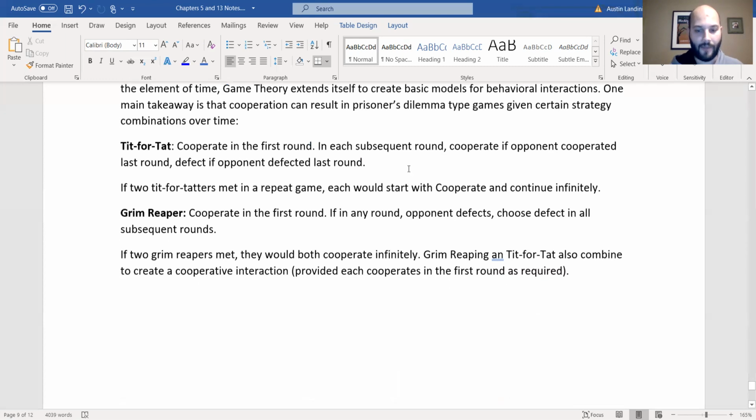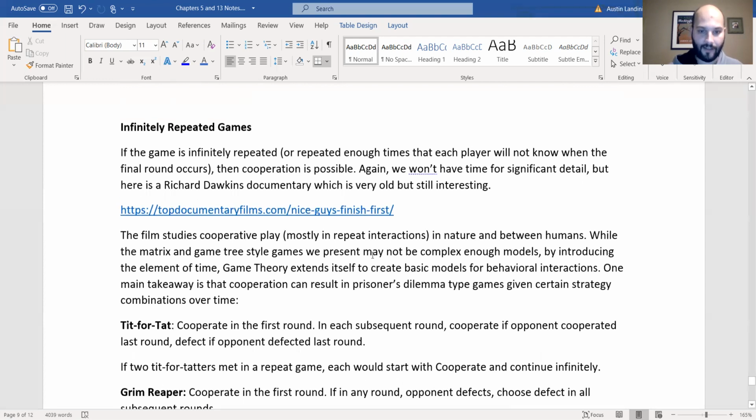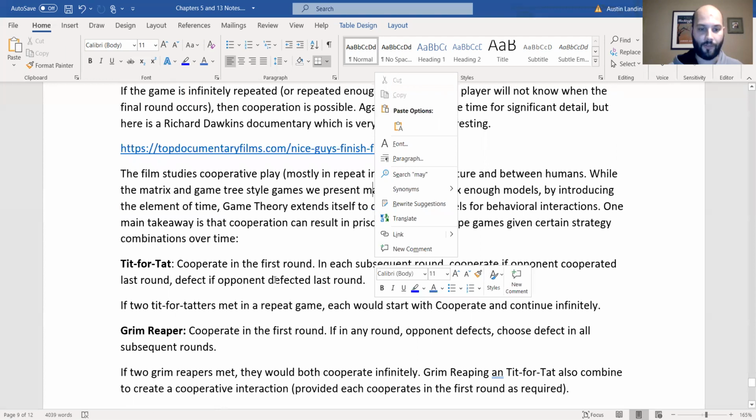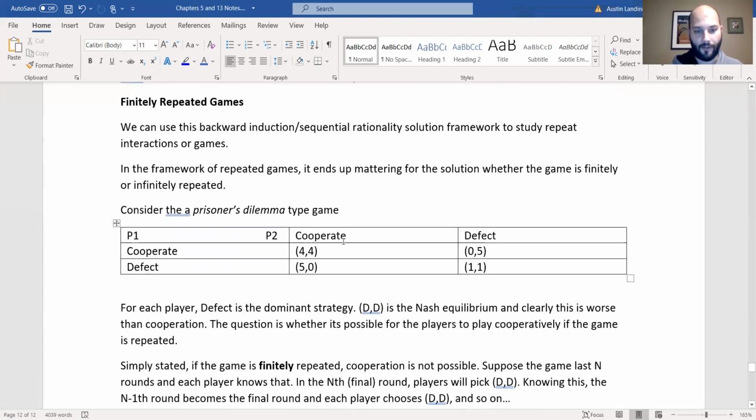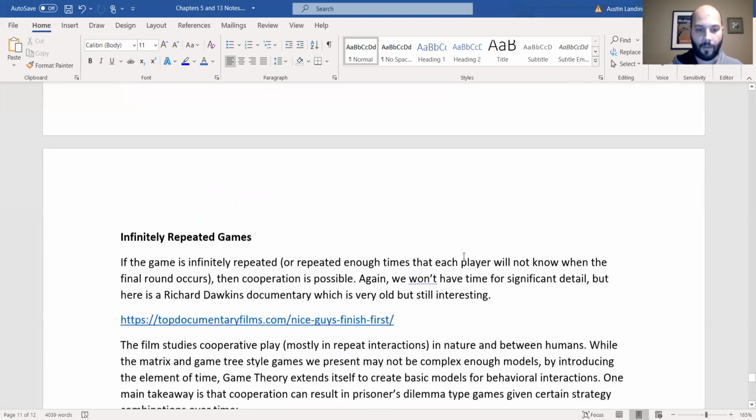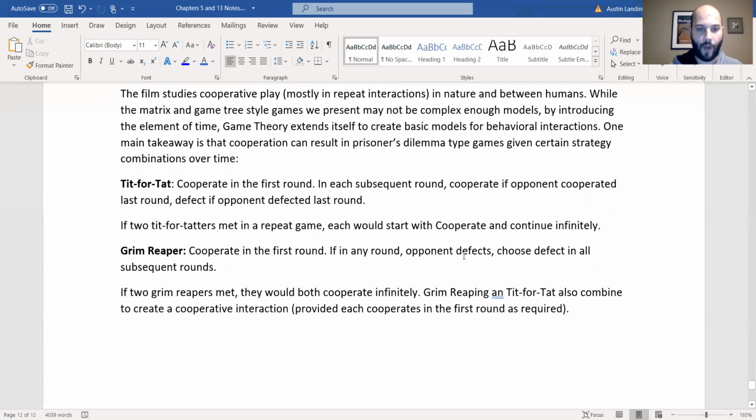All right, just summarizing, in infinitely repeated games, there are possibilities for cooperative strategies. Again, referring to this prisoner's dilemma type of game, a couple of strategies which ultimately result in cooperation would be one we call tit for tat. In a tit for tat strategy, you just repeat whatever your opponent played in the last round. So that would be cooperate in the first round, and then in each subsequent round, cooperate if your opponent cooperated in the last round, and defect if your opponent defected in the last round. So if two tit for tatters met, they would start with cooperate and then play cooperate in each subsequent round. So that would be one cooperative possibility.